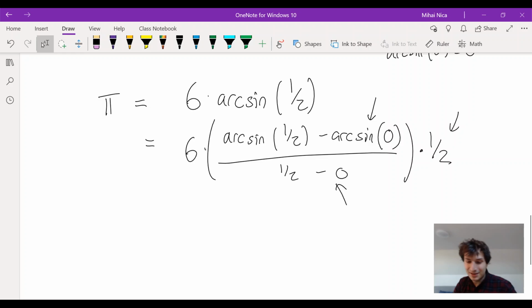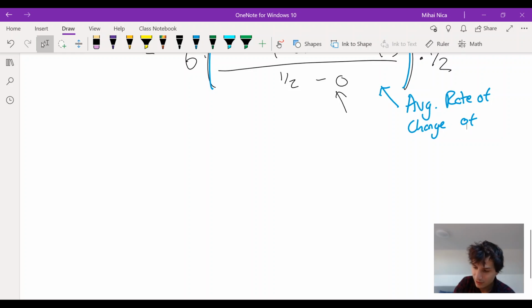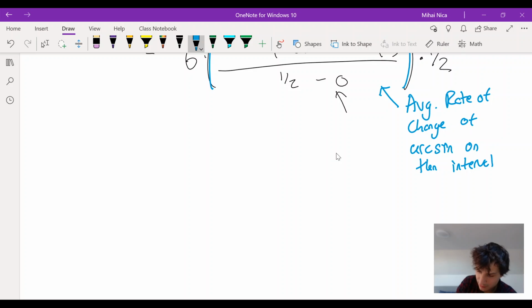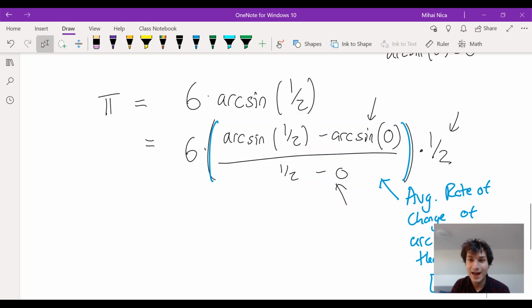And why did I do that? Because now this whole thing in the brackets, this is the average rate of change of arcsine on the interval 0 to 1/2. And now that I see that this thing is the average rate of change, I can apply the mean value theorem.